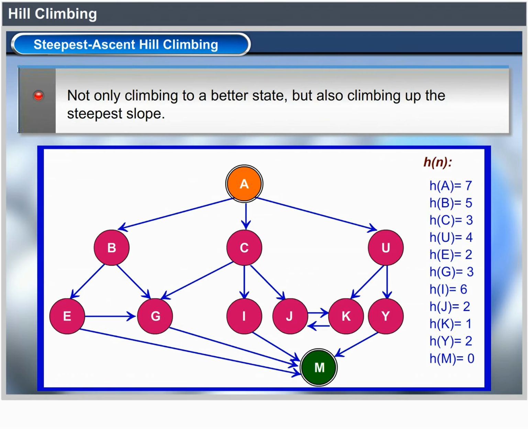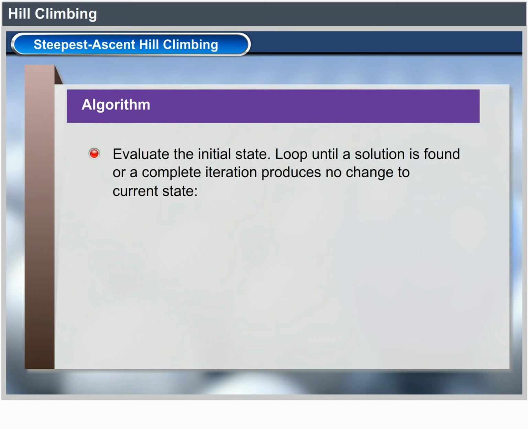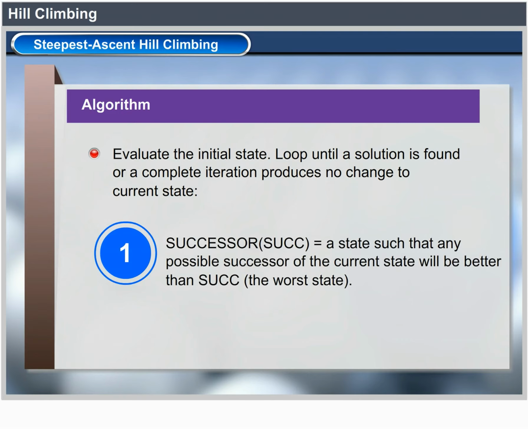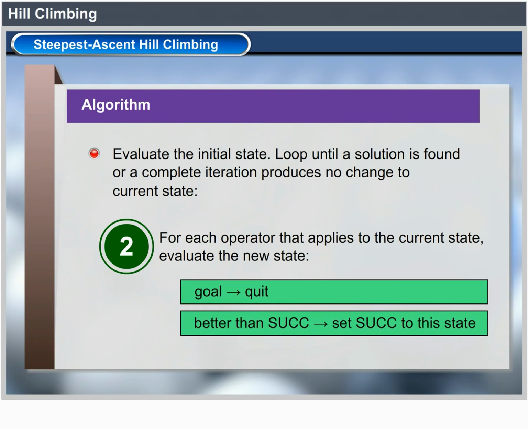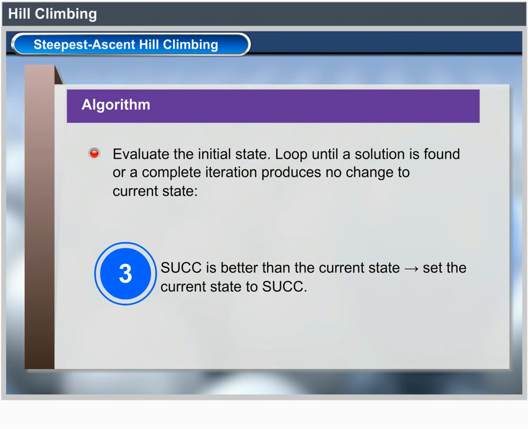Algorithm. Evaluate the initial state. Loop until a solution is found or a complete iteration produces no change to the current state. Set successor to a state such that any possible successor of the current state will be better than it, the worst state. For each operator that applies to the current state, evaluate the new state. Goal implies quit. Better than successor implies set successor to this state. If successor is better than the current state, set the current state to successor.